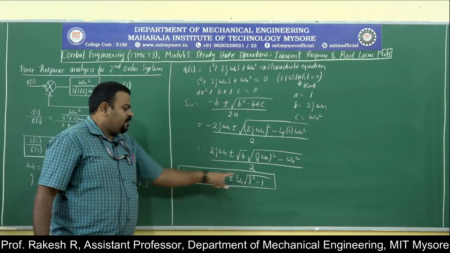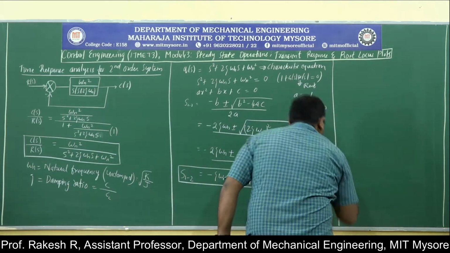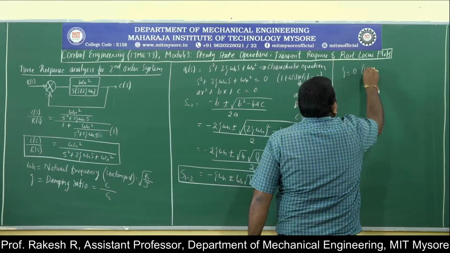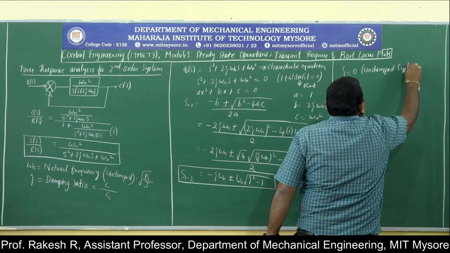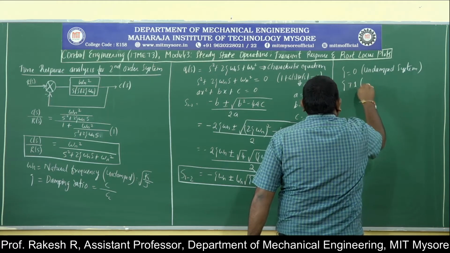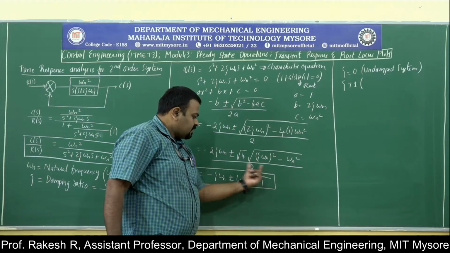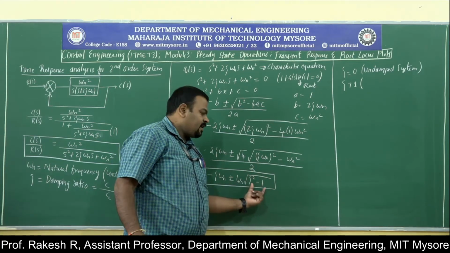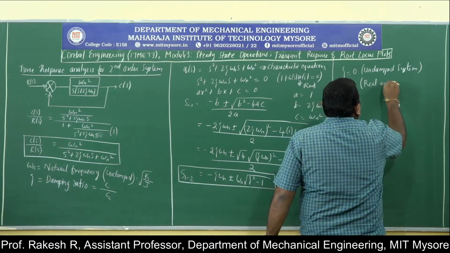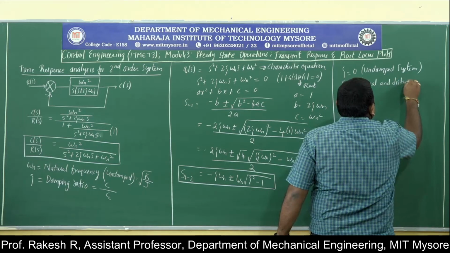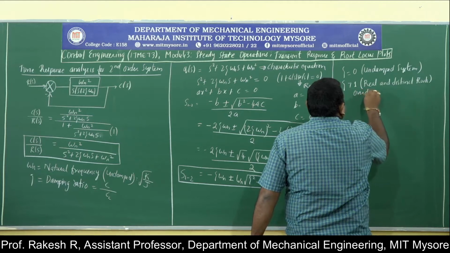So this value depends upon the value of zeta. If zeta is equal to 0, it is an undamped system. If zeta is greater than 1, what happens? The root value will be positive. We will get real and distinct roots, and this case is the overdamped system.